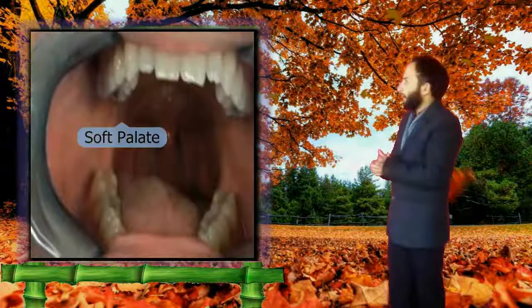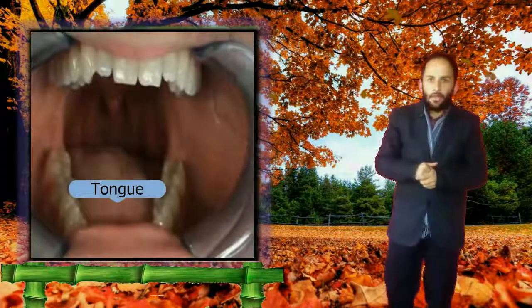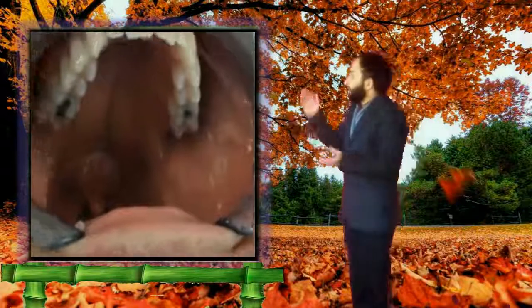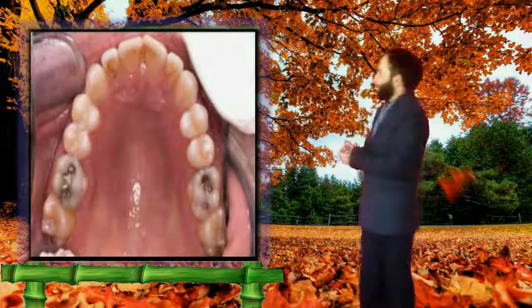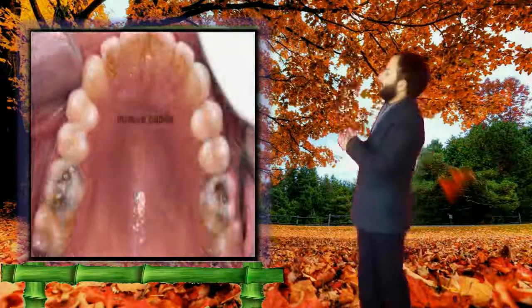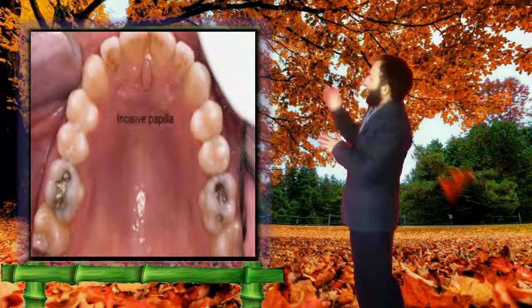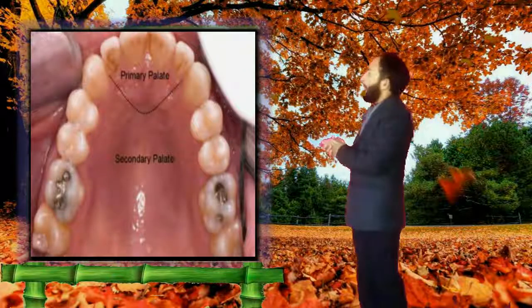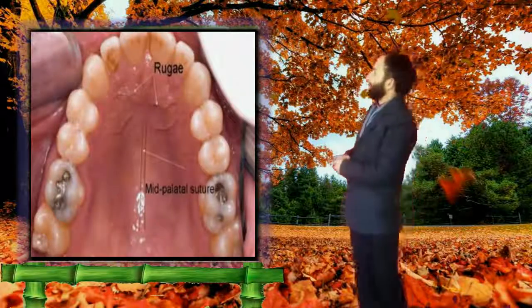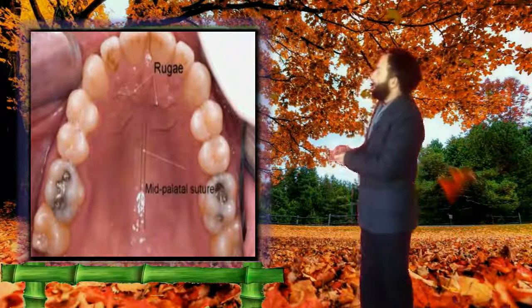Now, if we observe the mouth cavity internally, it is divided into three regions: the hard palate on the roof, soft palate on the back, and a tongue on the floor. Now, look towards the hard palate. This is called the incisive papilla. And this hard palate is divided into two parts: primary palate and secondary palate. The central hard line is called the mid-palatal suture.